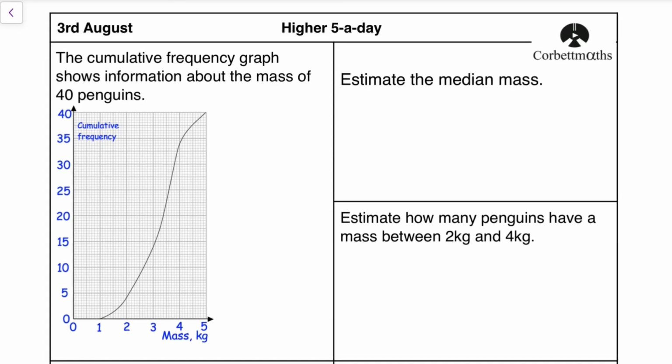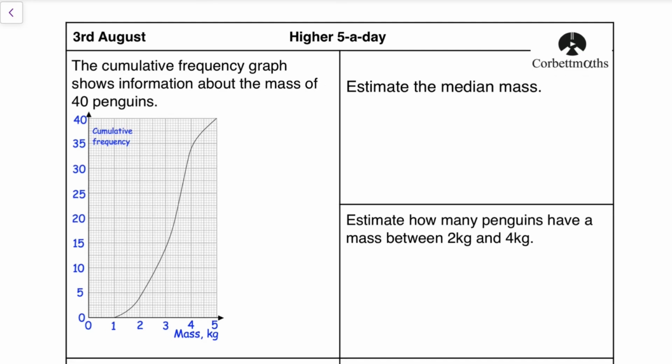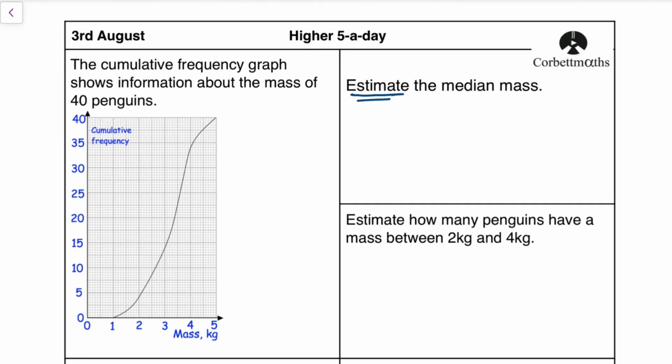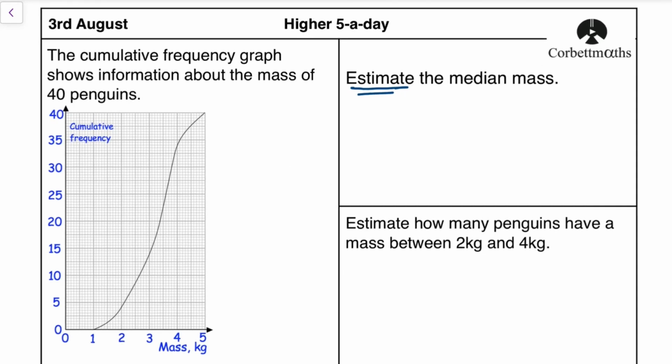Now we have a cumulative frequency. Obviously very hard for you to do on a screen, but you need to know how to present this properly. So the first question says estimate. The reason it says estimate is because you're using a graph, and so therefore it won't be precise. And it will normally say in an exam using the graph.